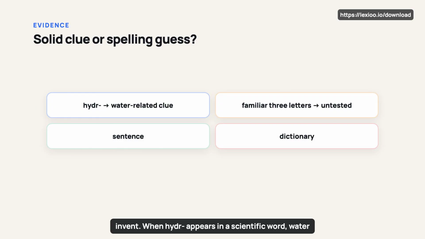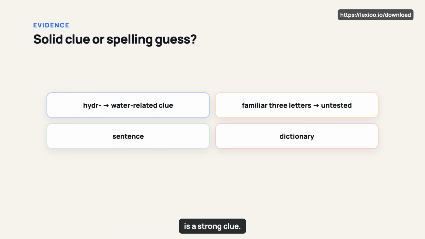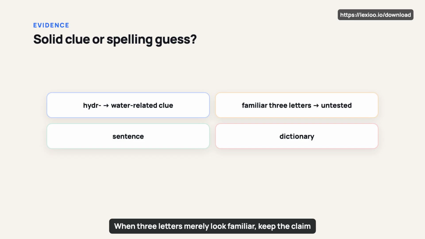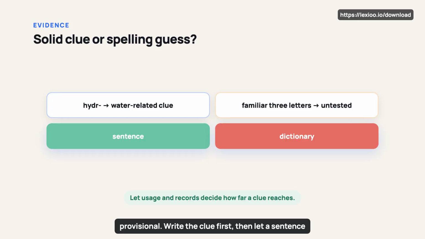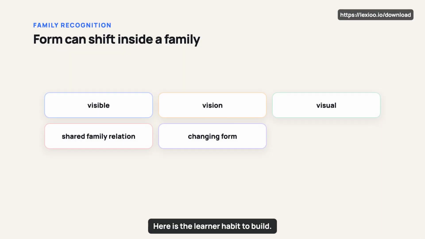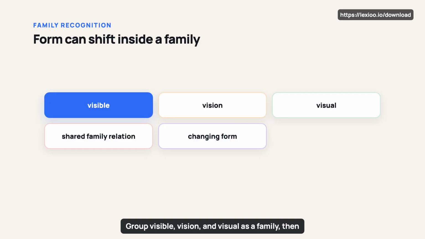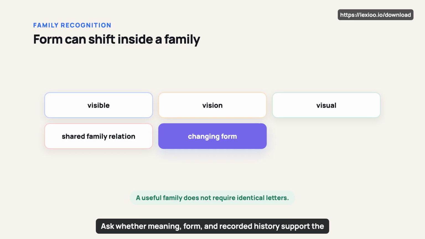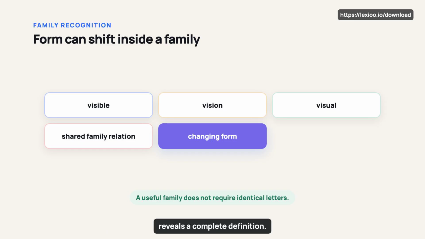When hydr appears in a scientific word, water is a strong clue. When 3 letters merely look familiar, keep the claim provisional. Write the clue first, then let a sentence and a dictionary decide how far it reaches. Here is the learner habit to build. Group visible, vision, and visual as a family. Then notice that the shared form changes slightly. Do not demand perfectly identical letters. Ask whether meaning, form, and recorded history support the link. A family is useful because each known member helps you recognize another, not because one tiny code reveals a complete definition.